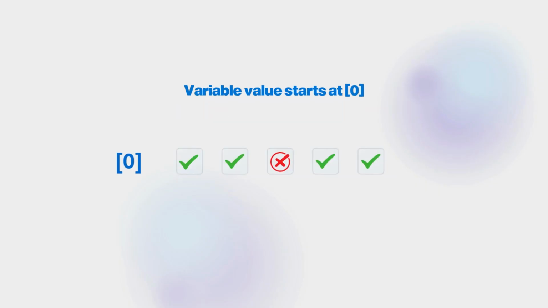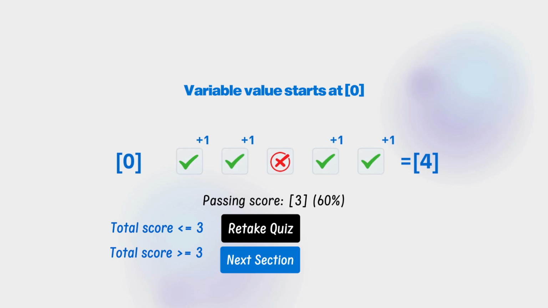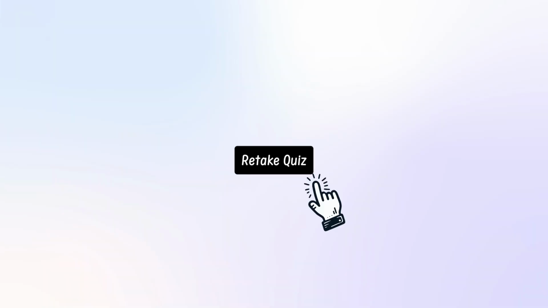We will assign a variable with a number value starting at 0, then add 1 to it for each correct answer. At the end of the section, it will show the total score. If the total score is smaller than 3, it will show the retake quiz button. If it is greater than or equal to 3, it will show the next section button. And when the learner clicks retake quiz, the quizzes are restarted, which means you have to clear user input here and set the attempts for the trial to infinite.